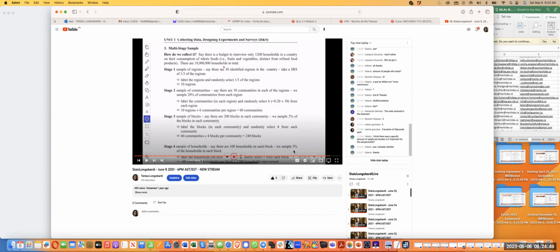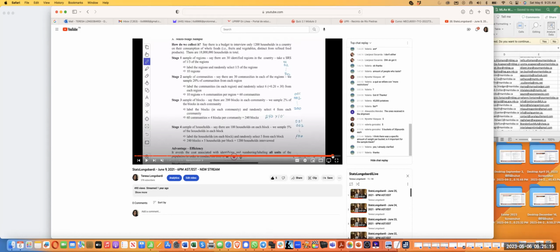So when we get down to the blocks, let's assume there's 100 households on each block. And so we label them 001, 002, all the way to 100. And we were told to sample 5% from each. So with 5% from each, you're going to have 5 from each of the 240 blocks. So all you have to study and interview are 1,200 households.